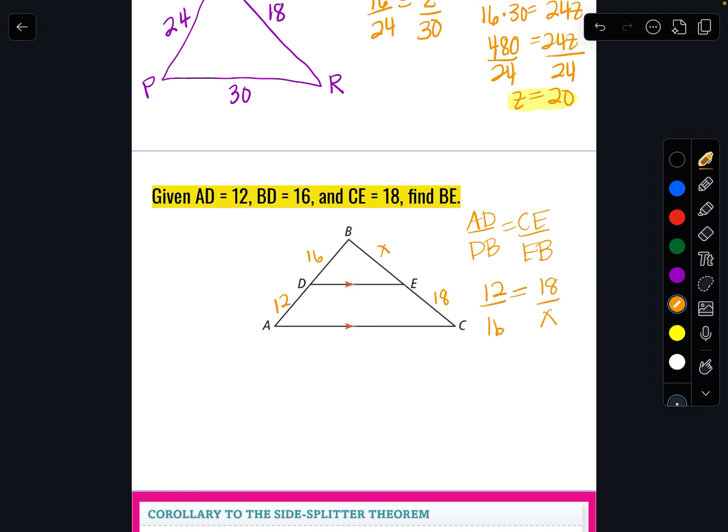Solving this proportion, 12 times X is 12X. 16 times 18 is 288. And then dividing both sides by 12, I would get X is 24. So BE then is 24.